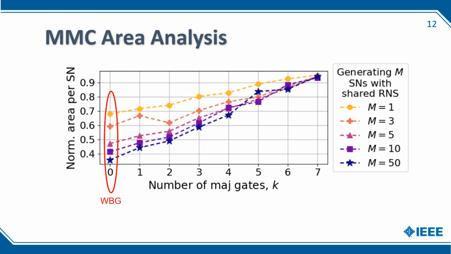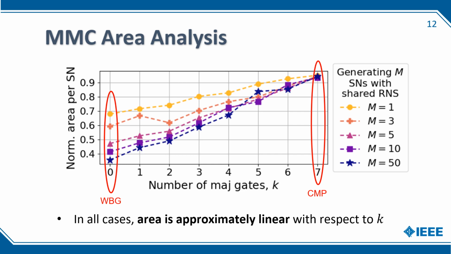The k equals 0 and k equals 7 cases represent the WBG and comparator PCC designs respectively. As I mentioned earlier, the WBG design both has lower area overall, and its area cost decreases as the number of shared RNSs increases. As expected, the comparator design has the highest area. In between the WBG and comparator designs, we observe that the area cost is approximately linear with respect to the number of majority gates k.